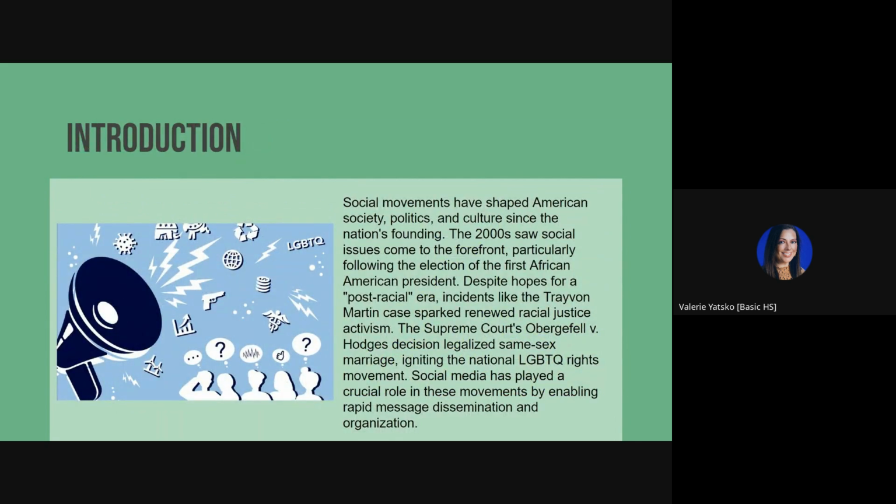Social movements have been a big deal in the U.S. since the beginning. In the 2000s, social issues really took the spotlight, especially after we elected our first African American president. But even with that milestone, events like the Trayvon Martin case showed us that racial justice was still a huge issue. The Supreme Court's decision to legalize same-sex marriage also sparked the national LGBTQ rights movement. And let's not forget the power of social media in all this. It's been a game-changer for organizing and spreading messages.